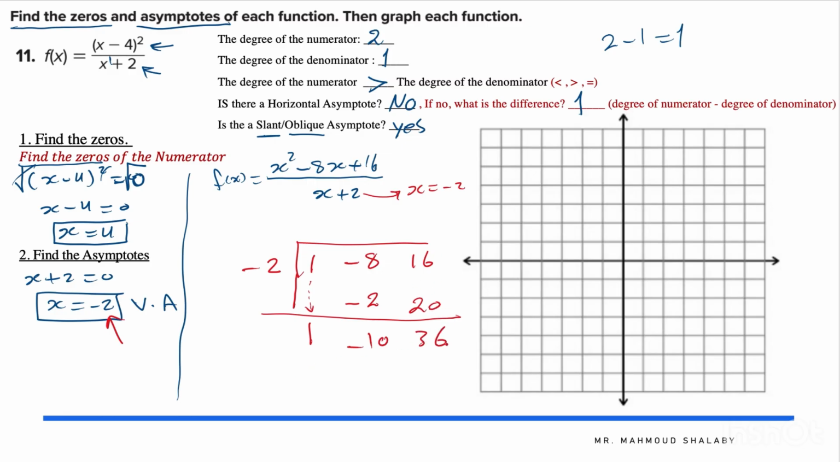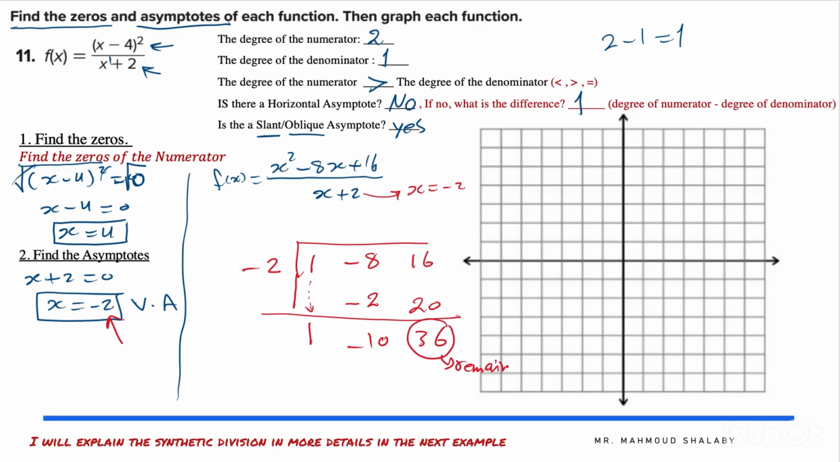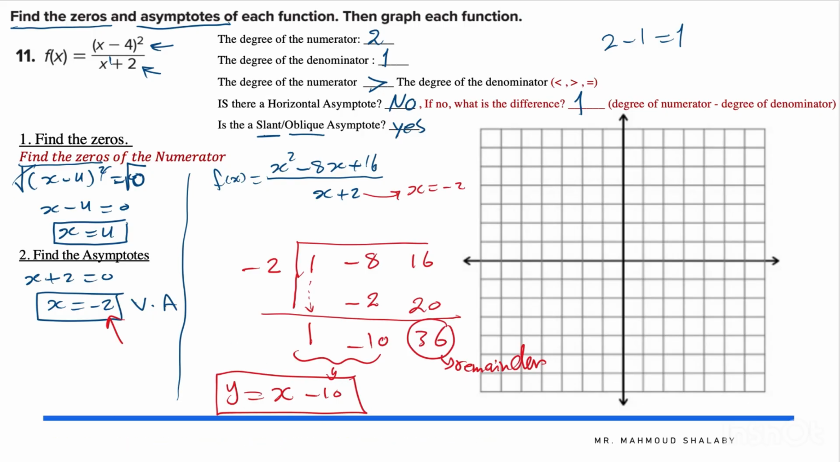Actually, if we stop here, this means the last number here represents the remainder, right? If it represents the remainder, I will ignore it, and then this will be the answer. How can we write it? We write y equals, this will stand for x, and then minus 10. Okay, guys? And it was exactly the same answer. y equals x minus 10.